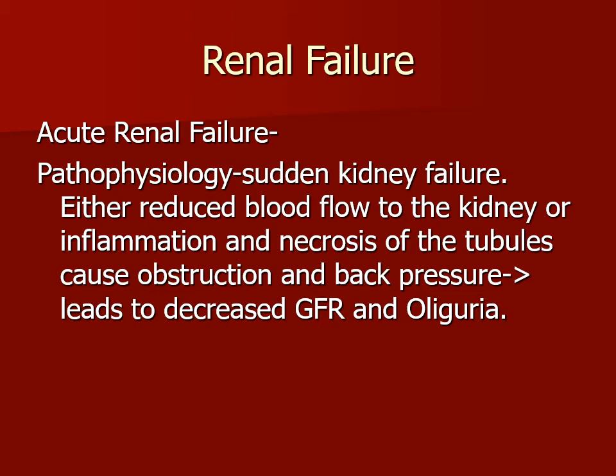Acute renal failure. The pathophysiology here is sudden kidney failure, either reduced blood flow to the kidney or inflammation and necrosis of the tubules causes obstruction and back pressure, which leads to reduced glomerular filtration rate and oliguria.